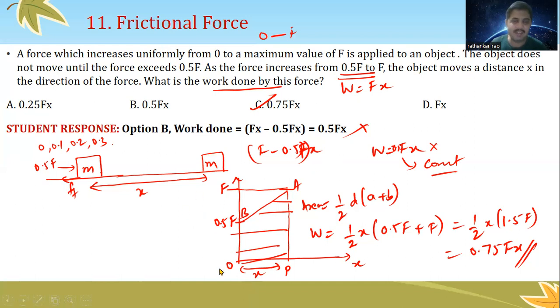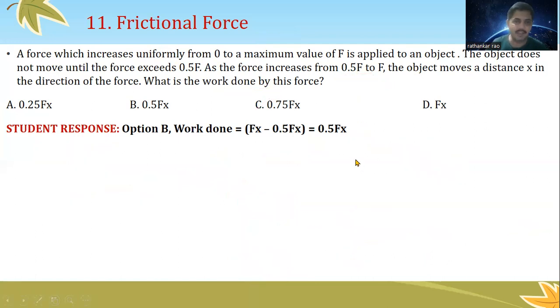So we did it by a graphical analysis. You applied a force of 0.5 F. From 0 to F, the object did not move. But when you apply a force of 0.5 F to F, then the object started to move. Then I plotted a graph of force versus displacement, and I got a graph like this. When we got this, we found the area. The area of this trapezoid is half D into A plus B. So we substituted this.